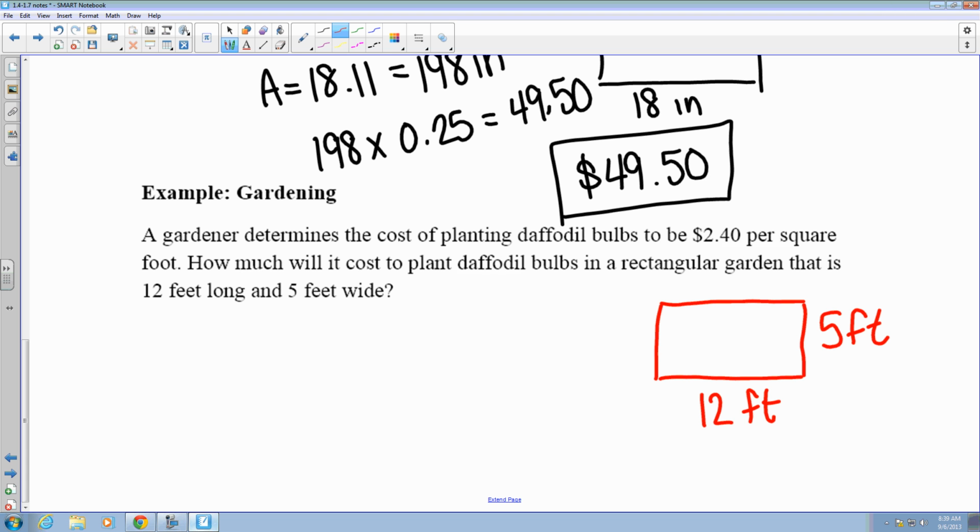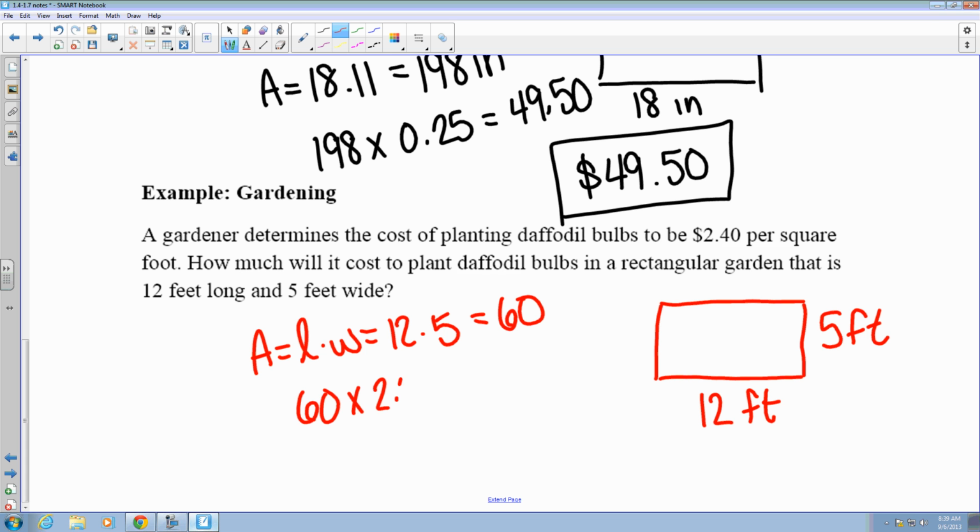And we know how much it's going to cost per square foot. So we need to multiply again, length times width, or 12 times 5, which is 60. Then we need to take our 60 and multiply it by 240, which is how much it costs per square foot, which is going to be $144.